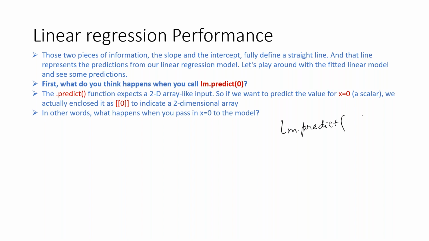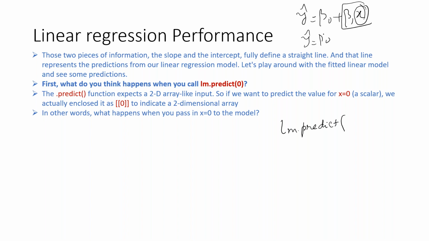Let us look at x equal to 0. What do you think will happen when we call lm.predict for 0? We want to predict the y value for x equal to 0. Our equation is y hat equal to beta 0 plus beta 1 x. Okay, x equal to 0, so this term is gone. So y hat equal to beta 0.